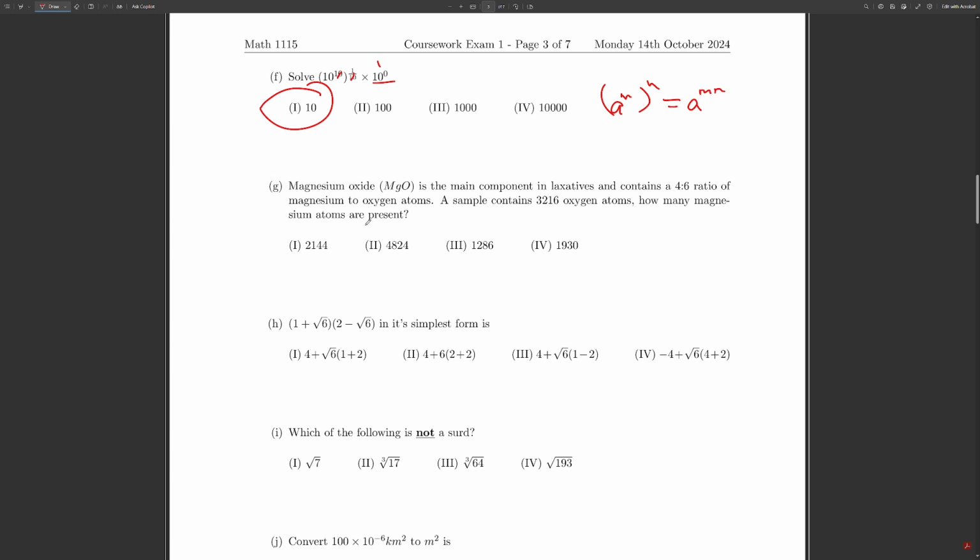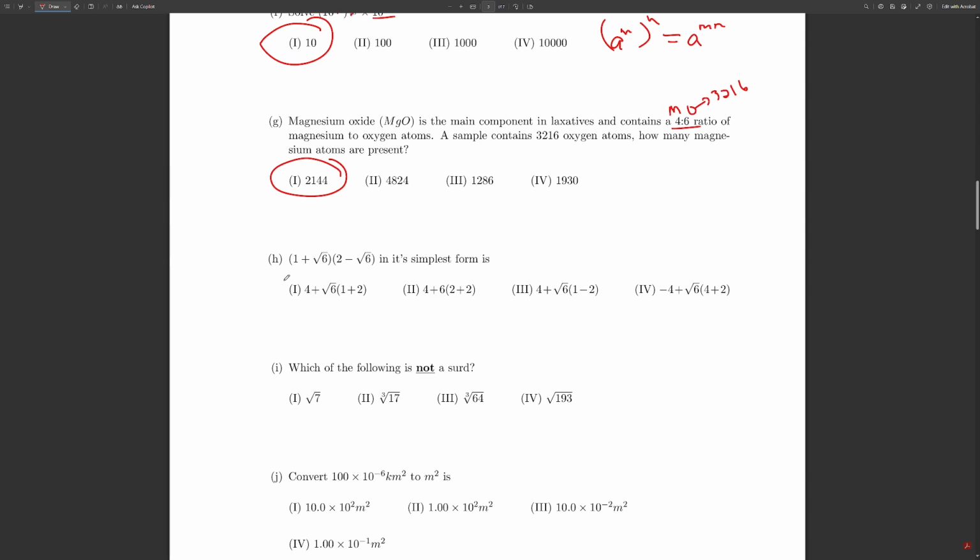For G now, we use the magnesium oxide, the main component in laxatives, etc. The ratio is 4 to 6, so magnesium to oxygen. So 4 is magnesium and the 6 is the oxygen. The sample contains this amount of oxygen. So 3216 is the oxygen. So we have to find out how much magnesium. So it's 4 over 6 multiplied by 3216. And that should give me 2144 as the first option.